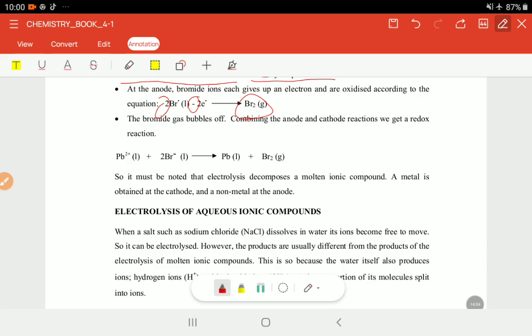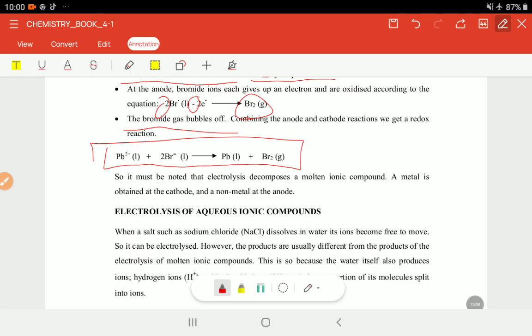Because of that, gas cannot just stay in that place here, because gas, remember, in terms of its density is less dense than the liquid that is there. Because of that, that bromine gas will bubble off. And when we now connect everything, both from the anode and from the cathode, this is what we are going to have, right?